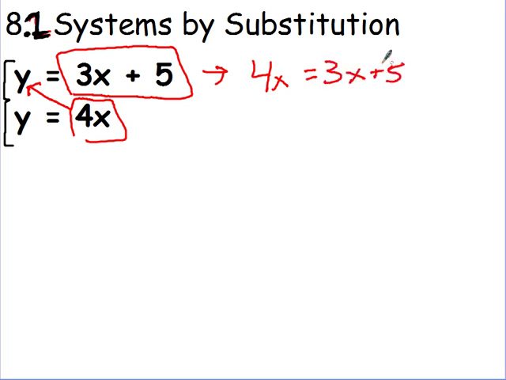Because y is equal to 3x plus 5 and y is equal to 4x, really I'm setting these equal to each other. 4x is equal to 3x plus 5, because these are both the same thing. They're both y. So I just did a quick, simple substitution.